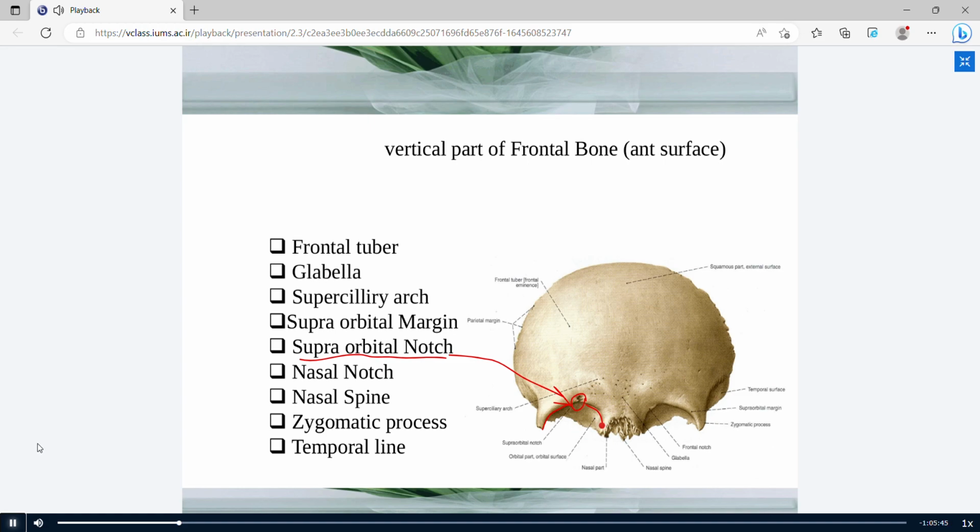Superior to the supraorbital margin, you can see an eminence. This eminence is called the superciliary arch. This is the superciliary arch. Inside the superciliary arch is the frontal sinus, the frontal air sinus. Do you know about the frontal air sinus?